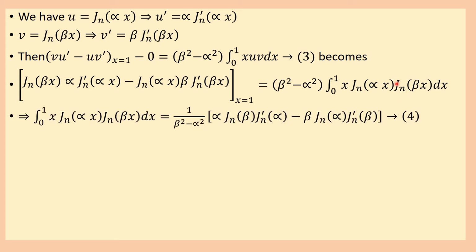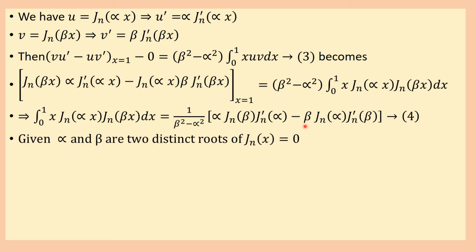This means we can also write the integral from 0 to 1 of x Jn of alpha x into Jn of beta x dx equal to, shifting from the right side to the left, 1 by (beta square minus alpha square) into (alpha into Jn of beta into Jn' of alpha, because we are putting x equal to 1, so beta x becomes beta and alpha x becomes alpha, minus beta into Jn of alpha into Jn' of beta). So this is what this integral is. Give it as equation number 4.